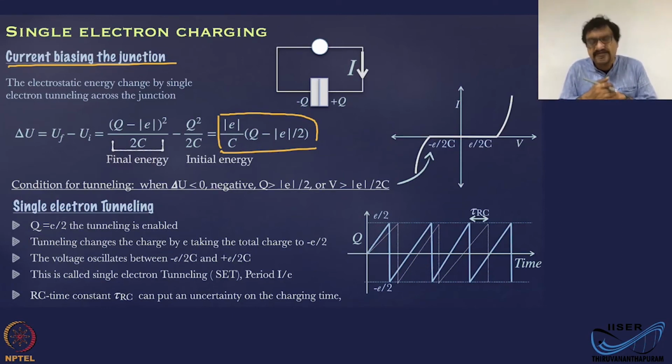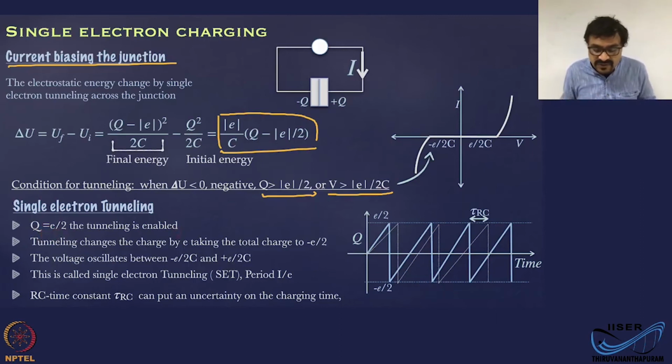Okay, that can happen only when this discharge, the condition Q is greater than E by 2, or V is greater than E by 2C, is satisfied. Then only you can get tunneling, or then only the tunneling is enabled. That is, the tunneling starts when Q is E by 2.